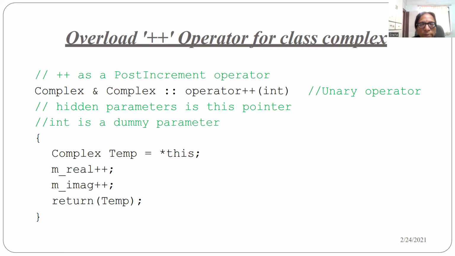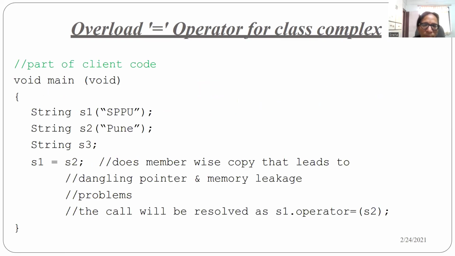So the operator plus plus for the class complex is written over here. For defining it, a unary operator: complex and complex, scope resolution operator, plus plus is written. The equal operator can also be written in this case. So void main, string S1 SPPU, another string S2 Pune. We can write an overloaded assignment with it, string S3.